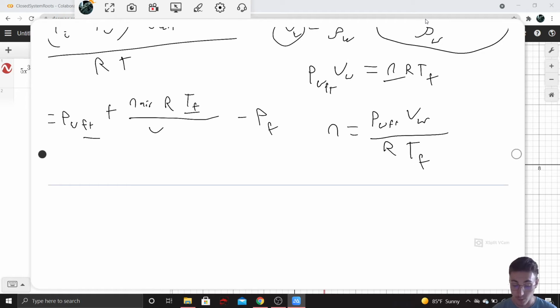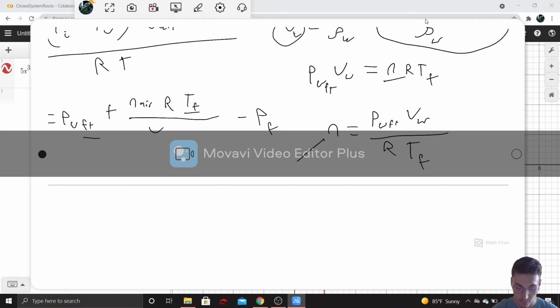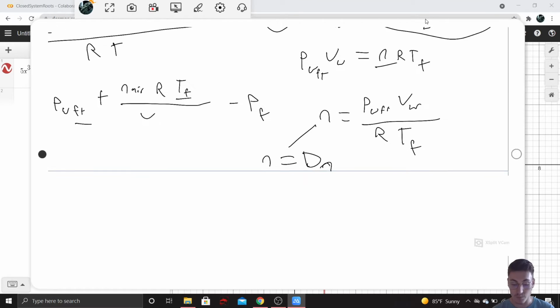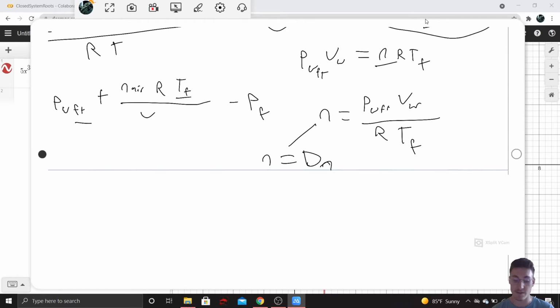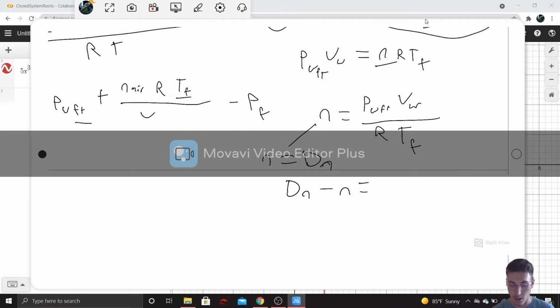So basically what we're saying is this number of moles right here is going to be equal to the desired number of moles of water, which is 0.3. So we can set this equal to 0. We can say the desired number of moles minus the found number is equal to 0, and we're going to root solve for that as well in our Python code with the final temperature.